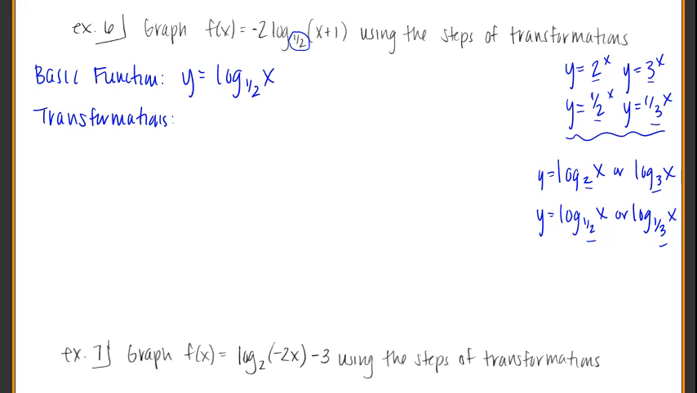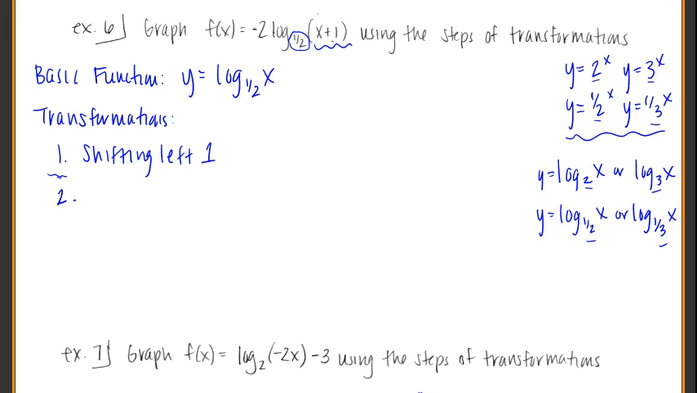Everything else that's up there is actually going to be a transformation, and we want to go in order. What you're taking the log of, everything in these parentheses, is considered inside the function, and we always want to do that first. That's always your horizontal movement. You take the opposite, so a +1 is actually shifting left 1. There's no number attached to the x, and there's no negative sign in there, so that's everything as far as horizontal movement.